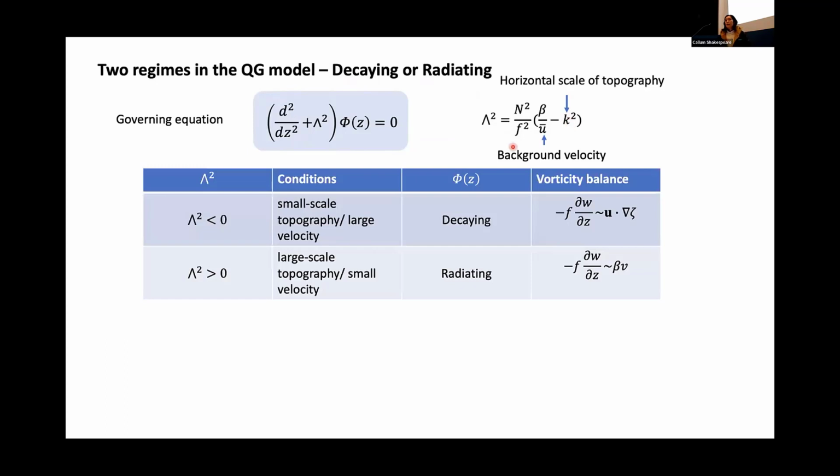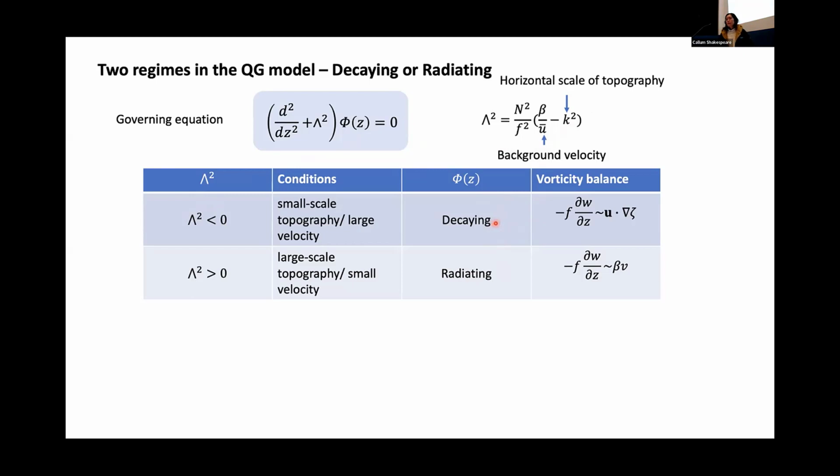And now we can have a look at the implications from the analytical solution. If lambda square is smaller than 0, that means we have a small scale topography or large background velocity. This will give us a decaying analytical solution. In contrast, if lambda square is larger than 0, that means we have a large scale topography or small background velocity, and the analytical solution doesn't decay. It's actually in a cosine and sine shape. It's a radiating solution. And these 2 regimes are associated with 2 types of vertical balance.